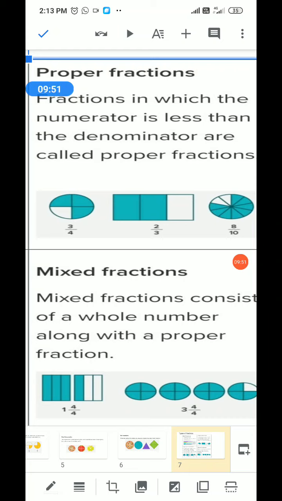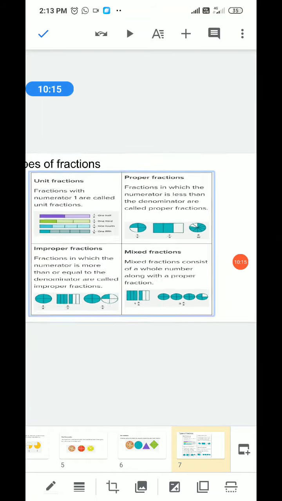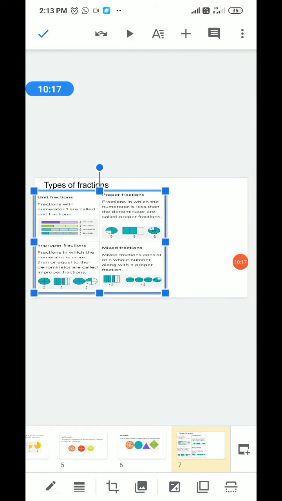How many circles are fully shaded? 3 circles are fully shaded. So the whole number will be 3. So it is 3, 4 by 4. In the earlier example with the squares, only one square is fully shaded, so the whole number will be 1. Understood? This is nothing but a mixed fraction. We have 4 types of fraction: unit fraction, proper, improper, mixed fraction. That's all, students. Now we'll see an example.